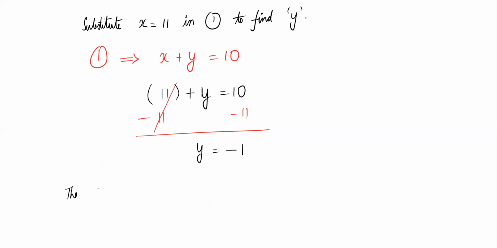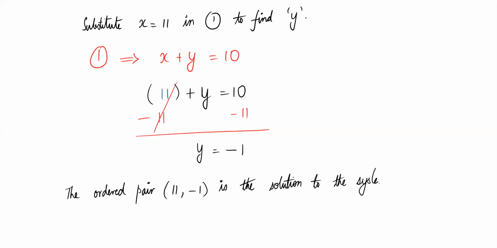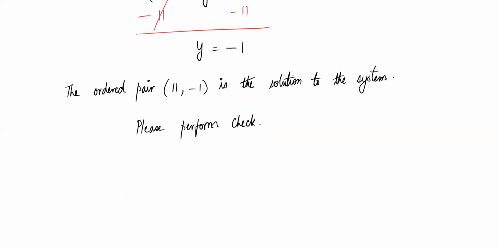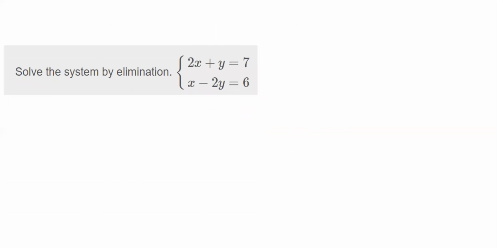And we come back and say the ordered pair, x was 11. So 11 comma negative 1 is the solution to the system. I'll leave the check to you. I'll just mention here, please perform the check. All right, well, let's look at another problem.